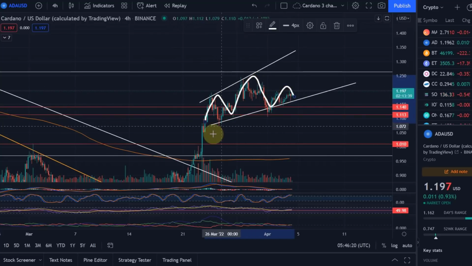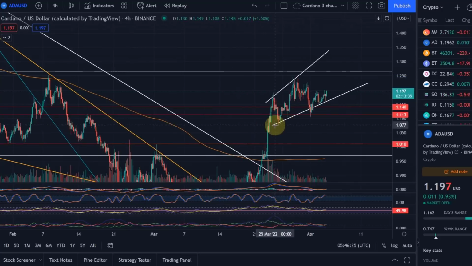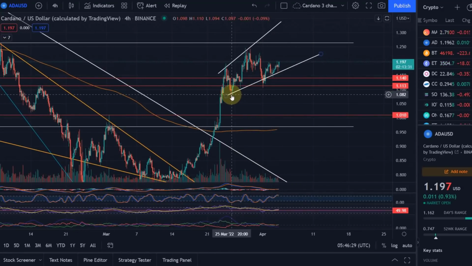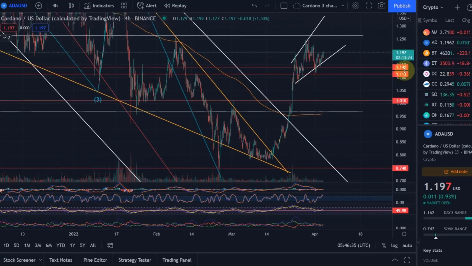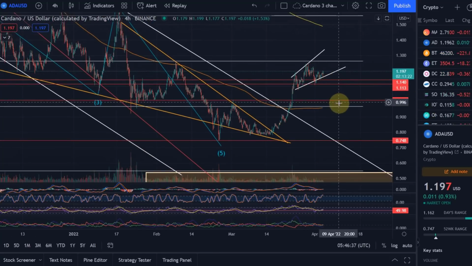So we have a neckline here, this ascending trend line. If you're losing that, then I think you're going to drop. And the first target for such a drop would be the beginning of that wedge. That would be here, the $1.07 level. However, I also think it's quite likely that we could retest the $1 level.